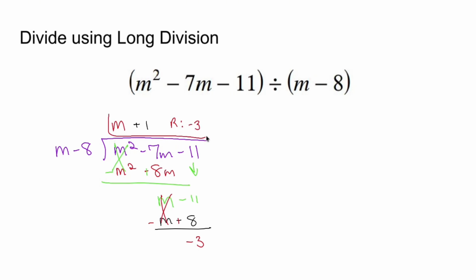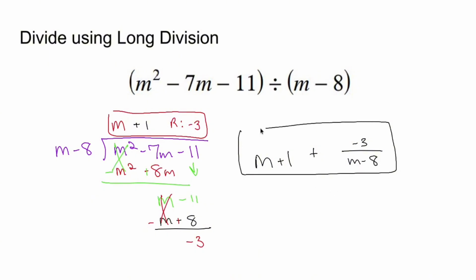Now, many teachers might be okay with that, but there's another way that you can write this out. My answer is m plus 1, and since my remainder is a negative 3, I can add negative 3 over my factor, which is m minus 8. So two ways of answering this. It all depends on how your teacher wants to do it. If you have a remainder, you put it as the numerator over the factor. Either one of these is technically correct. It just has to do with what your teacher wants.